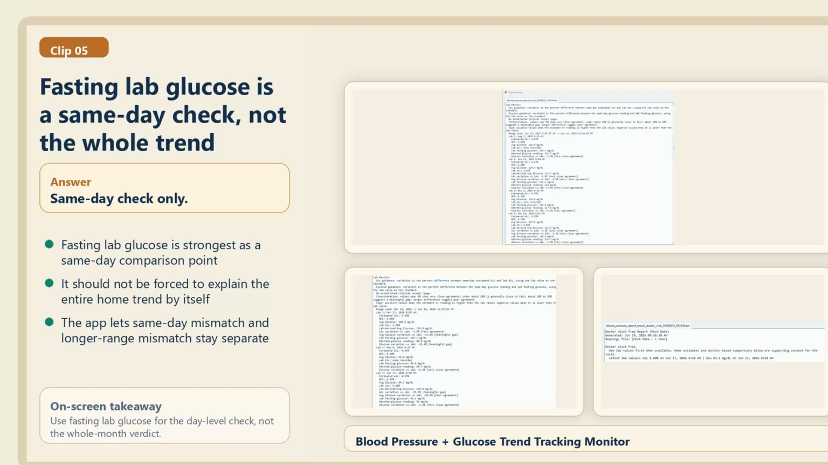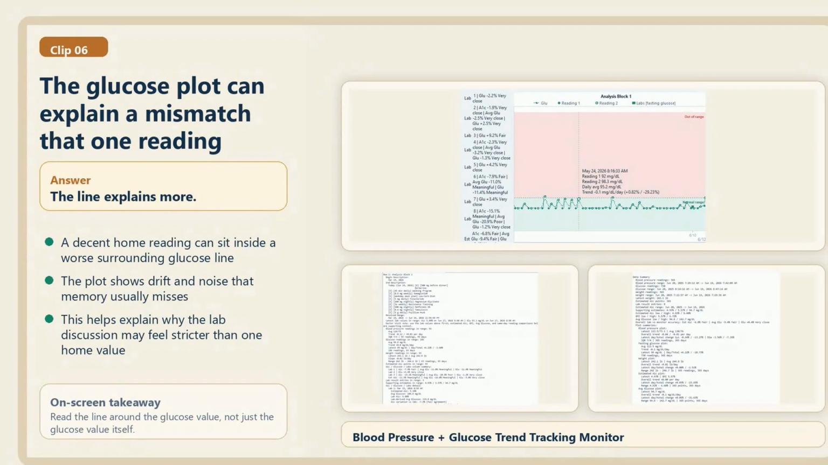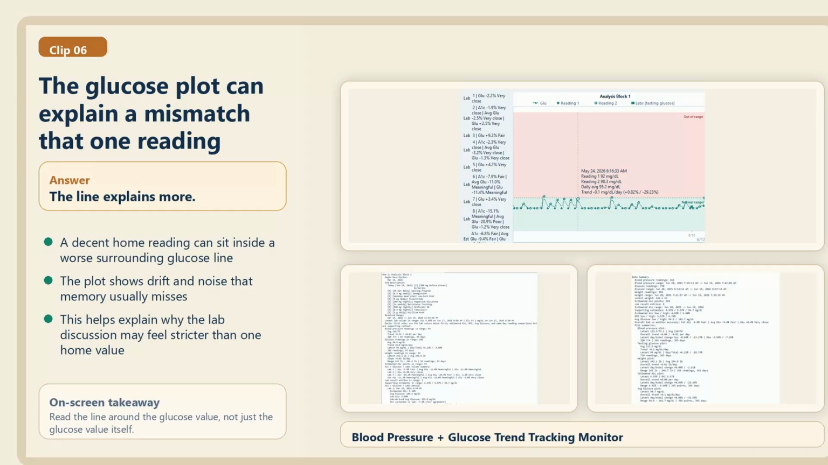The glucose plot can explain a mismatch that one reading cannot. The glucose plot is where the mismatch often stops being mysterious. A single home reading can look fine, yet the line around it may be trending upward or staying higher than you realized. The plot, the row analysis, and the data summary work together here. They show whether the home record was stable, drifting, or noisy around the time of the lab. That makes it easier to see why a doctor might focus on the lab result while you keep remembering one good number from home.